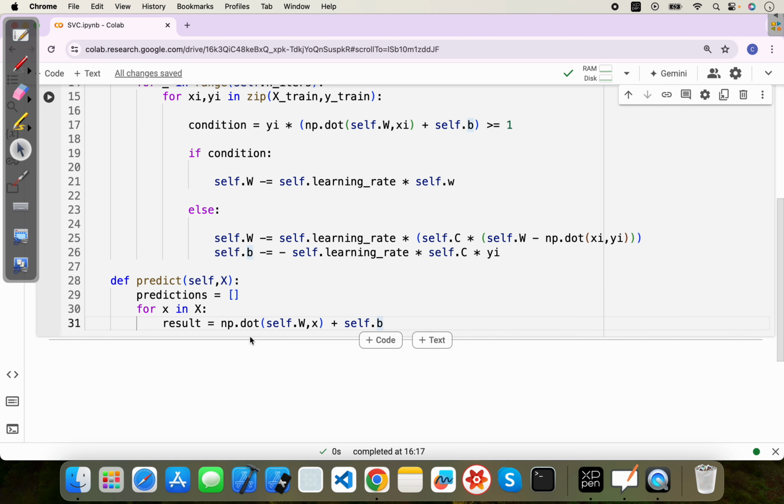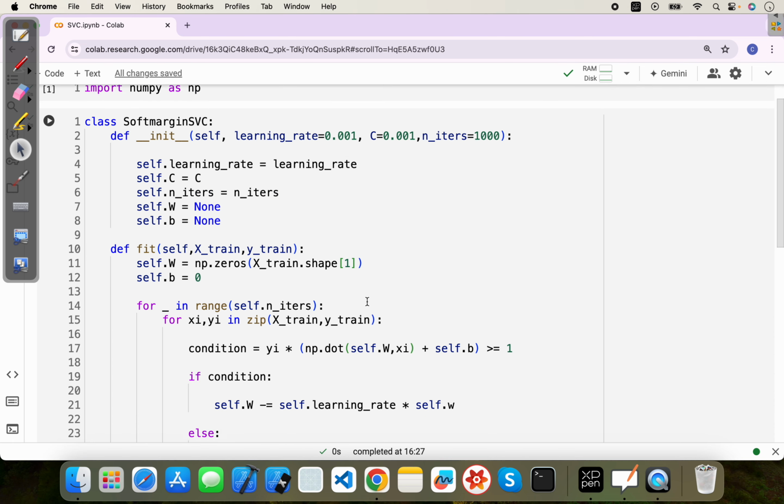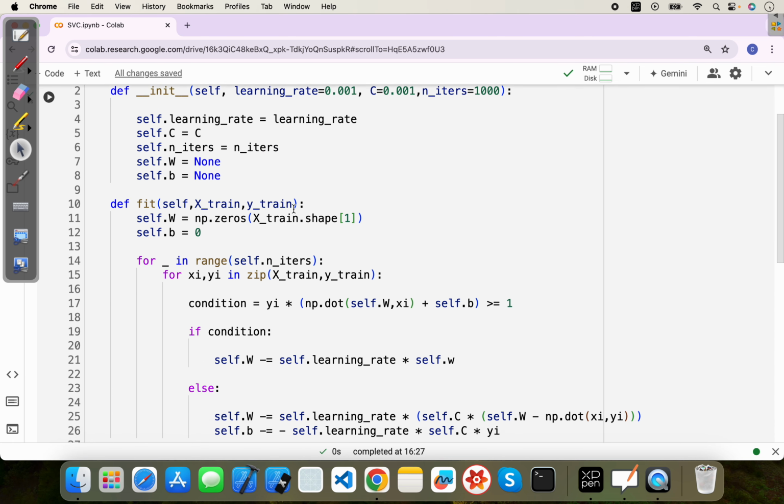So if I am getting a negative value here, then my class would be -1, right? And if I am getting a positive value here, then my class would be +1. So let's get the sign. There is a function like np.sign, and pass the result, so it will return -1 or 1, and we will append it, predictions.append. Okay, and let's return predictions. So this will be our implementation for soft margin SVC, right?